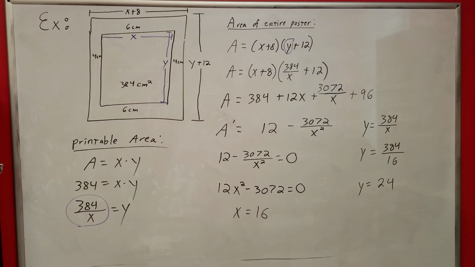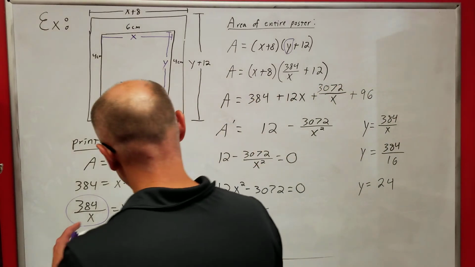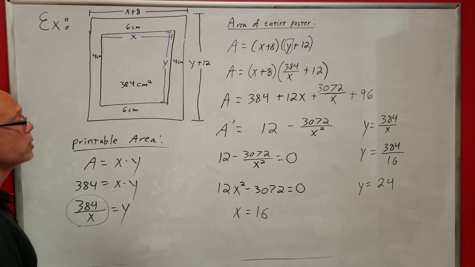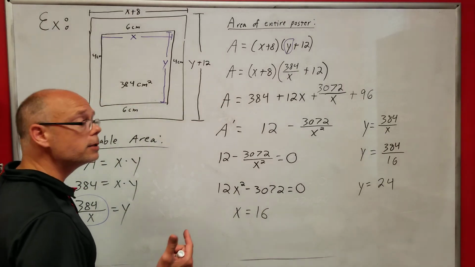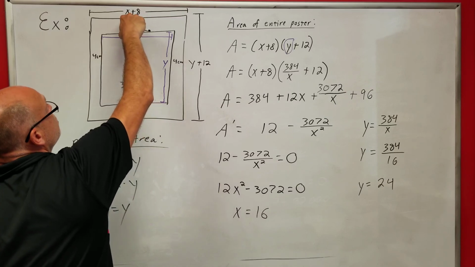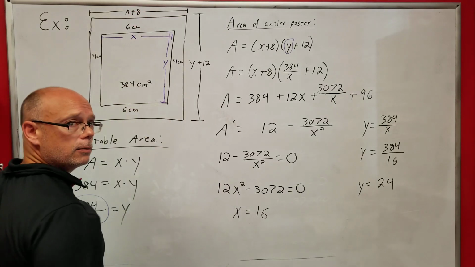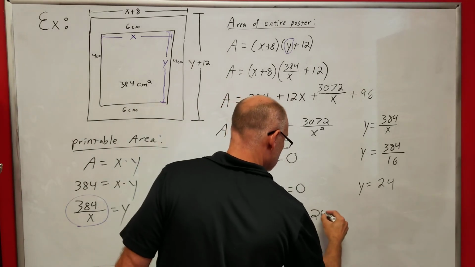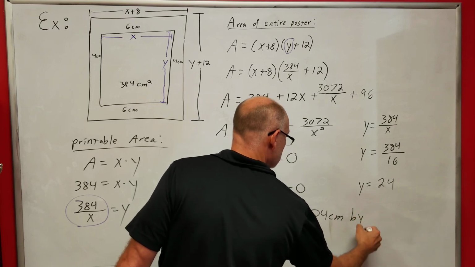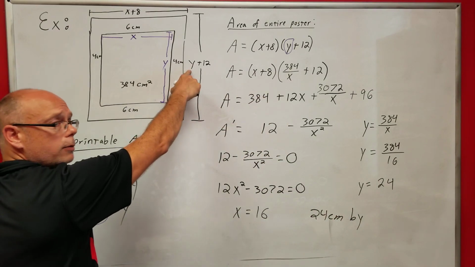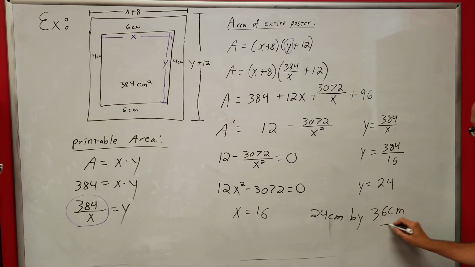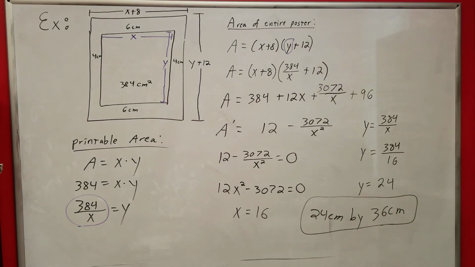24? All right, so let me put this all together. What is it telling me to do? Find the dimensions of the poster with the smallest area. So dimensions of the whole poster. X is 16, but that's not my answer. What's my answer for the dimensions of this whole poster? It's going to be 16 plus 8, right? Or 24, it's not inches, it's centimeters, by 24 is y, so if I put in 24 plus 12, that'll give me what? 36 centimeters. So my dimensions are 24 centimeters by 36 centimeters.